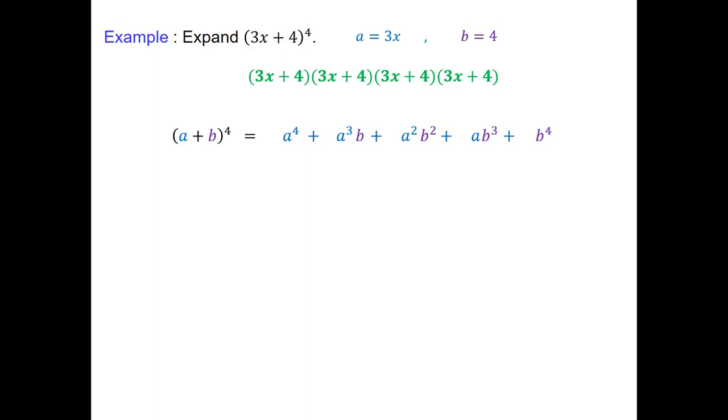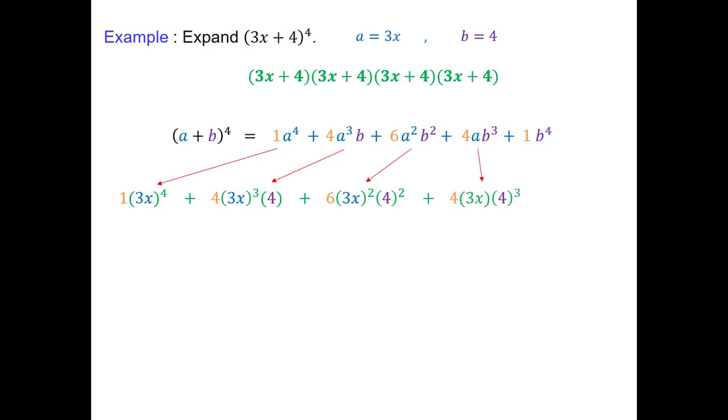And lastly, the coefficients come from Pascal's triangle. Because the power is 4, looking at Pascal's triangle in row 4, it is going to be 1, 4, 6, 4, 1. So at this point, we just plug in a and b, which are 3x and 4, to the indicated locations. Replace all of the a's with 3x, all of the b's with 4, and notice that I get these individual terms. I think it's easiest to actually write the expansion using a and b, and then plug in all of our values for a and b next.